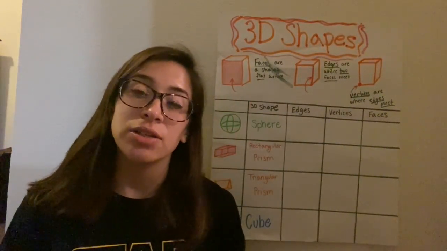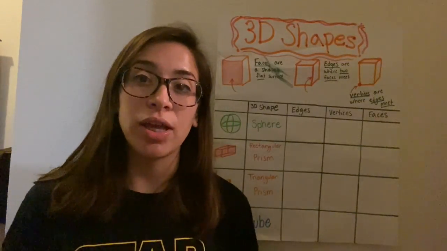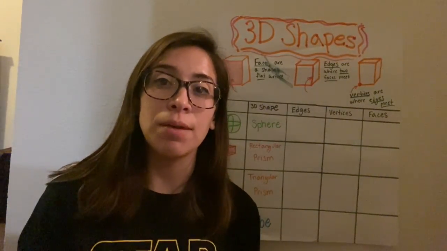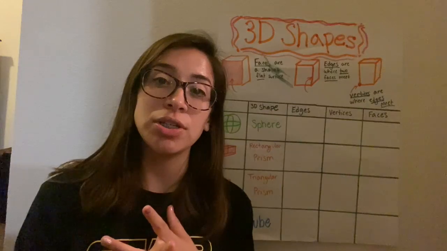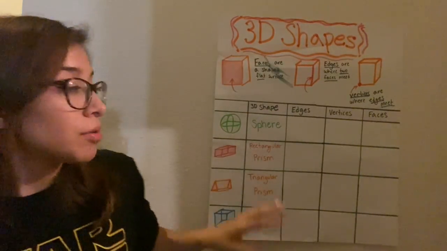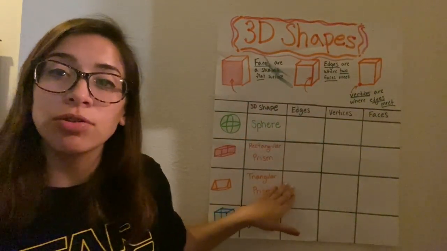All right, guys. So in today's activity, your job is to look at some shapes and look at their faces, their edges, and their vertices. You're gonna be looking at a table that looks kind of similar to this.